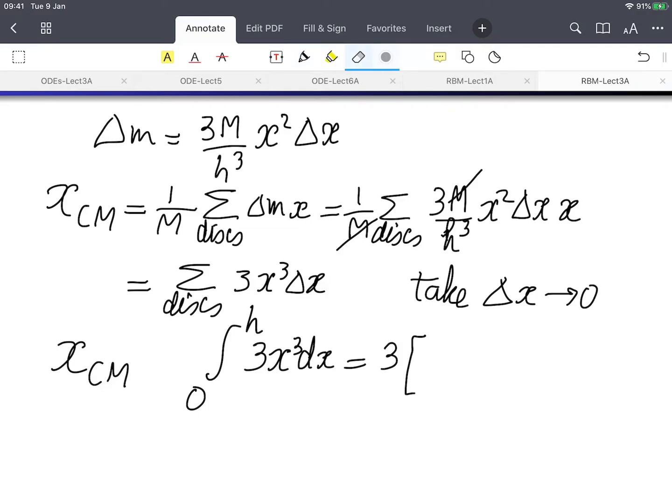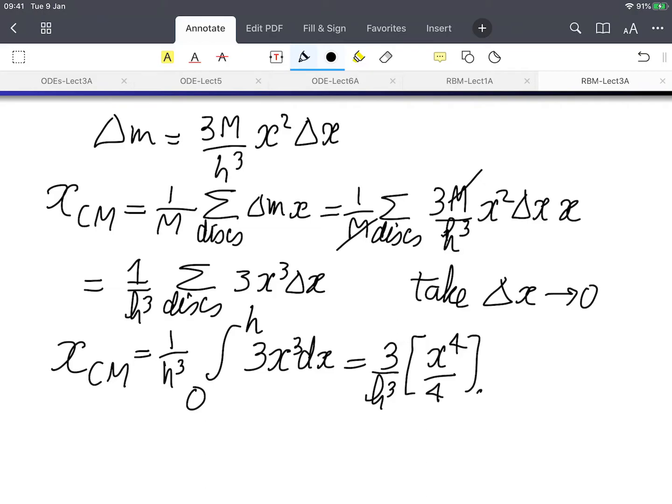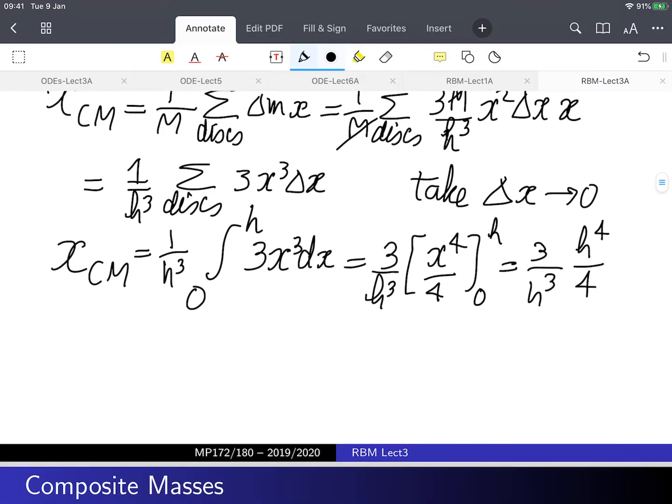See how dimensional analysis is handy to pick up mistakes. So I'd forgotten it here and here. So I have 3 over h cubed, and then the integral of x cubed is going to be x to the 4 over 4. So I'm left here with x cubed times x to the 4, and that's going to be proportional to h, which is the distance. So that's good. At least I'm consistent here.